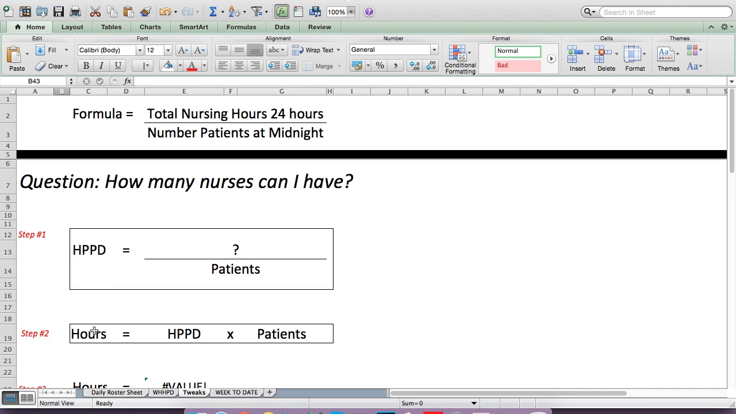So this is where the year 10 algebra comes in, and you have to change around your formula a little bit. So to calculate how many hours, you swap your formula and you multiply your number of patients that you know or predict you're going to have multiplied by your target work hours per patient day, and that's how you're going to calculate it.